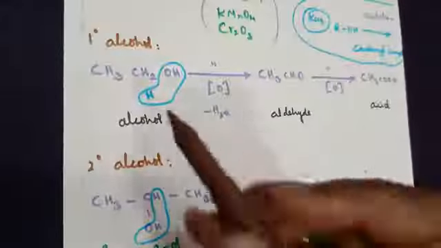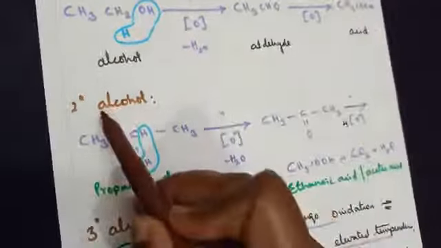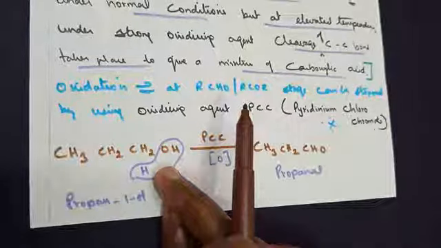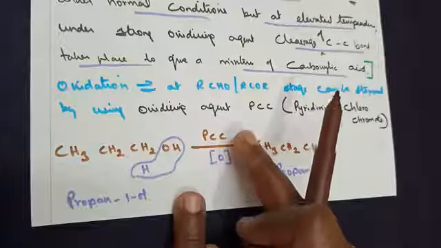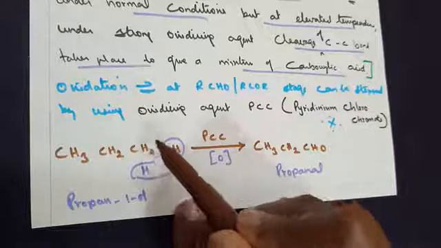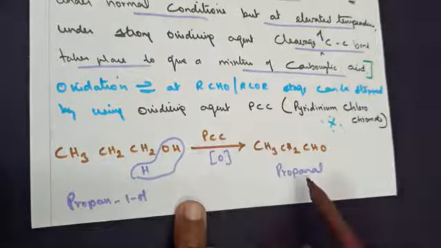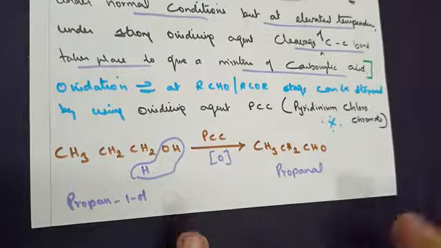I kept on repeating to you, primary alcohol will give you aldehyde. Secondary alcohol will give you ketone. So if you are taking a primary alcohol and treating it with pyridinium chlorochromate, you will get an aldehyde. On the other hand, if you are taking a secondary alcohol and treating it with pyridinium chlorochromate, you will get a ketone as the answer.